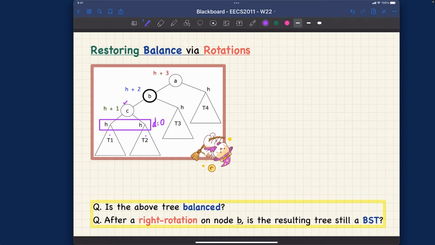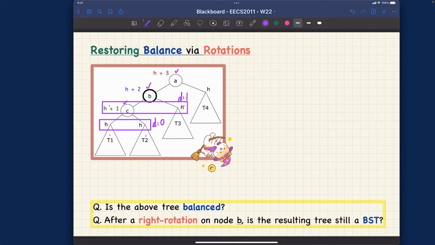What about this node over here? Is node B balanced? In this case, yes. If you look at the two child nodes over here, you can see the heights will be h plus 1 and h. So the difference is actually 1. That's still fine. What about the node A over here? Is it balanced?